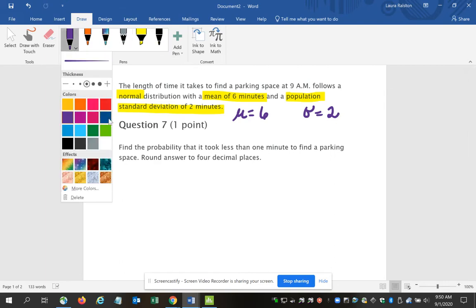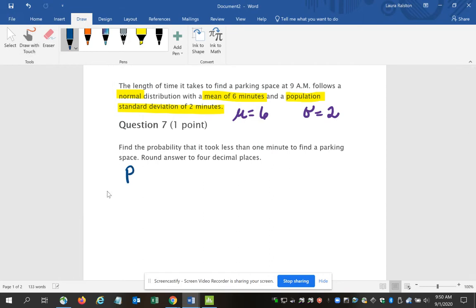A couple of things I want to point out here. If you wrote this out in symbols, this is telling you to find the probability that your x value, which represents the length of time it takes to find a parking space at 9 a.m., is less than 1 minute.